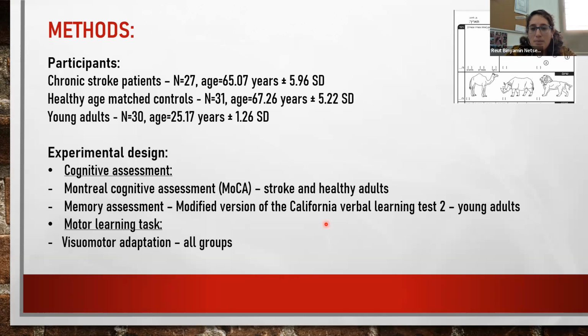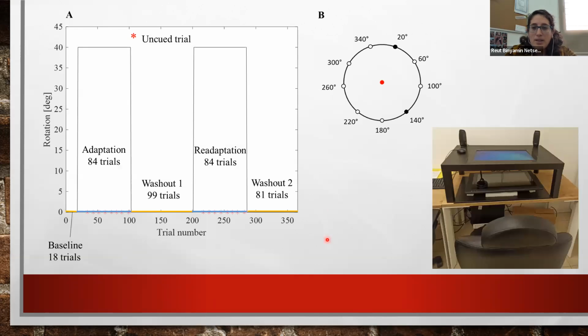And all the participants went through a visual motor adaptation task. This was our setting. It's similar to what I showed you before, but a small change in the number of trials. This was our setting in the lab.